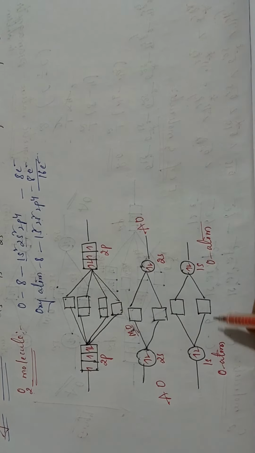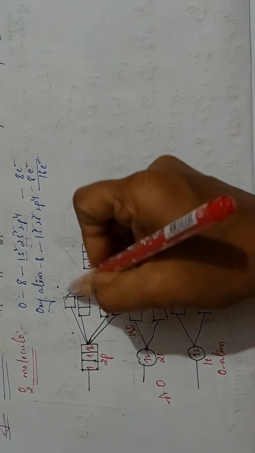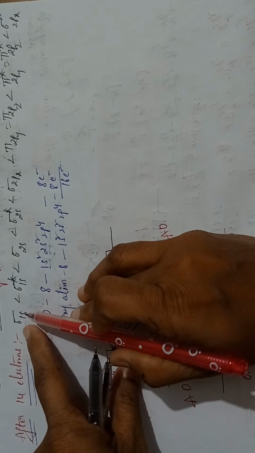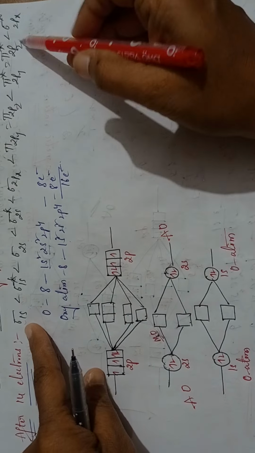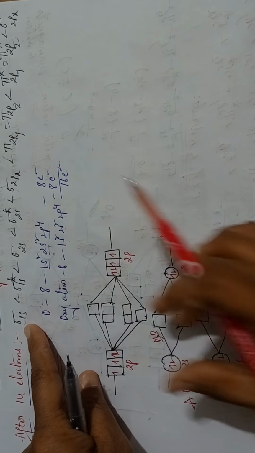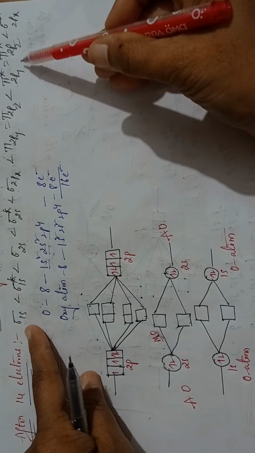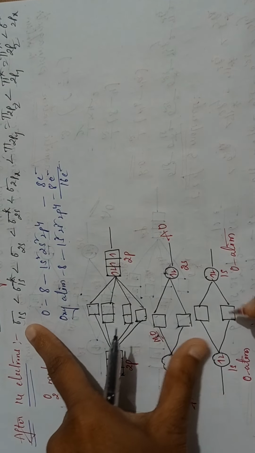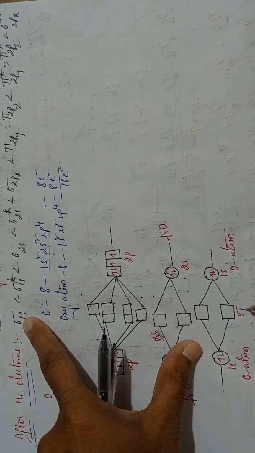Now see students, here I am writing the names of these orbitals. Left to right, I am writing from down to up. See here, which one is this, students? Sigma 1s.